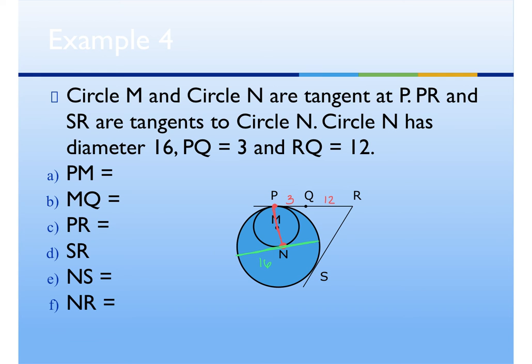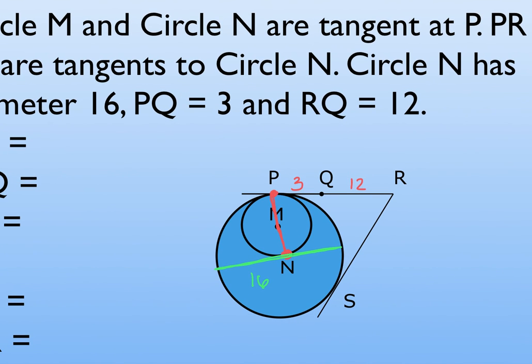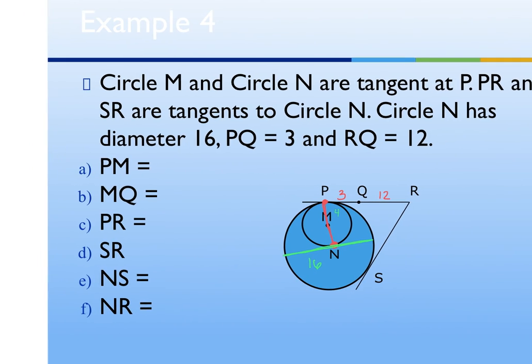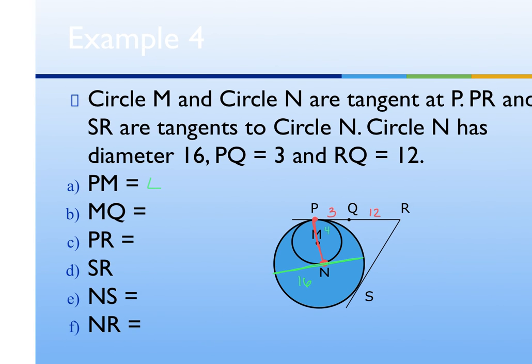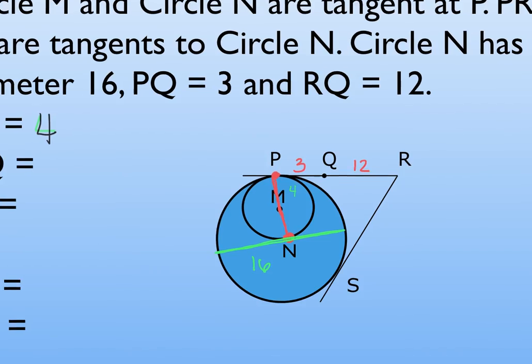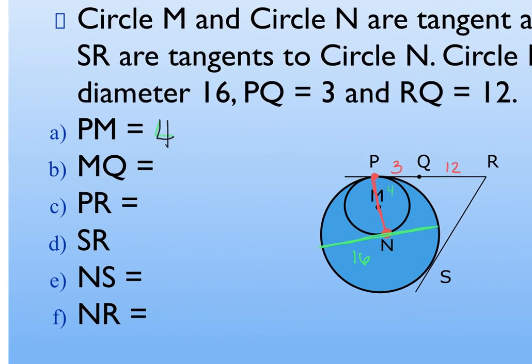Yeah, would the radius be half of the diameter? Very good. The radius is just half the diameter. So, what do you think PM is, Matthew? 4. Excellent. How'd you get that? So, since the PN circle is half of the regular circle, it would be half the diameter. Yep, absolutely. The radius is half of the diameter.